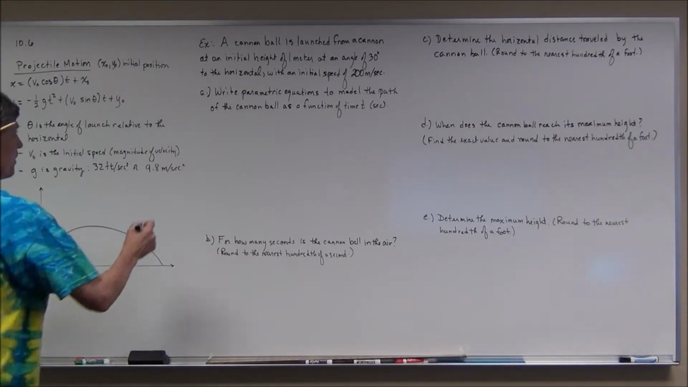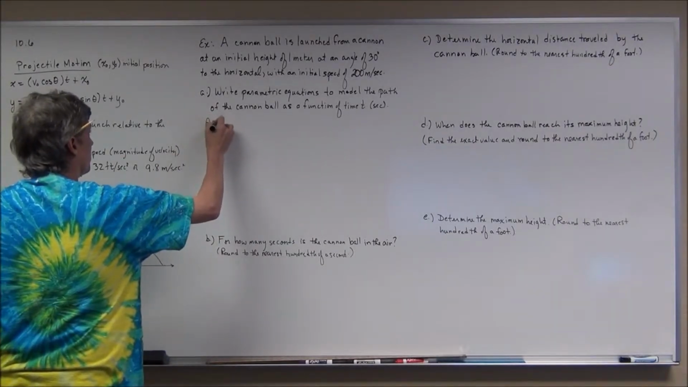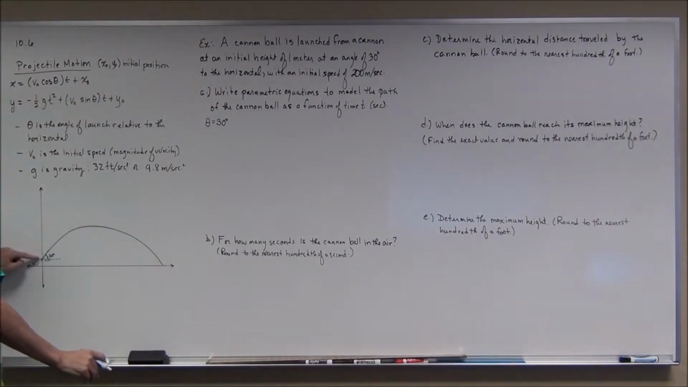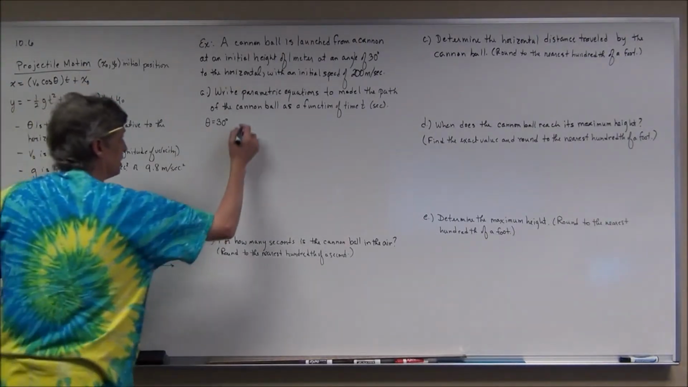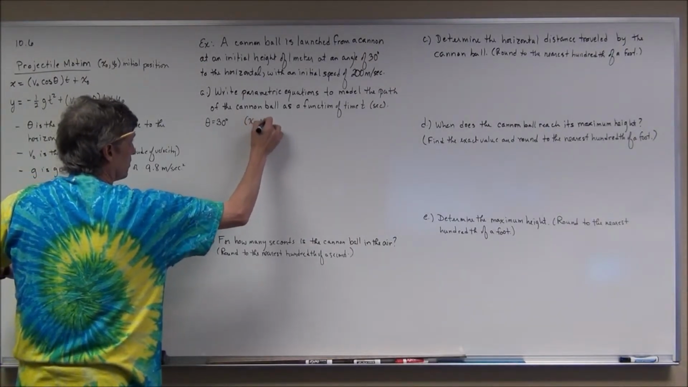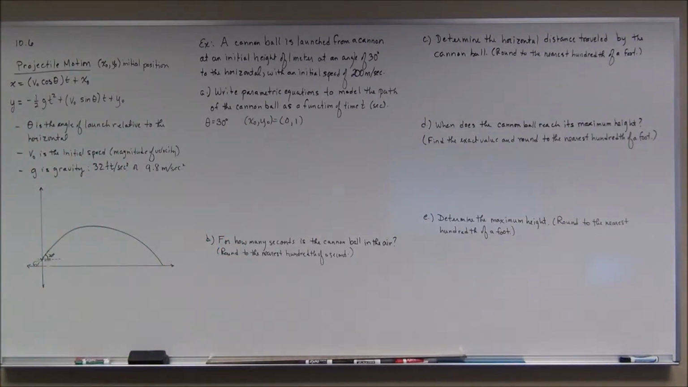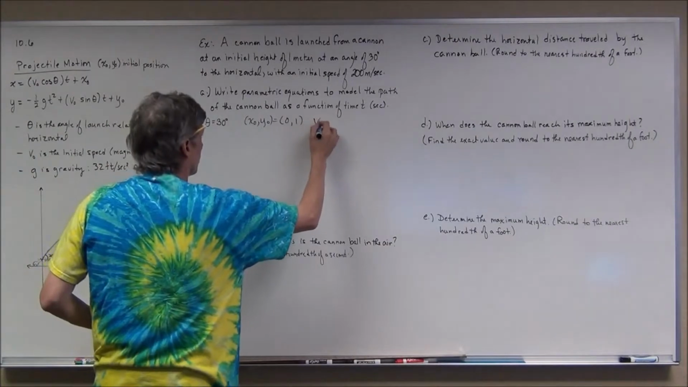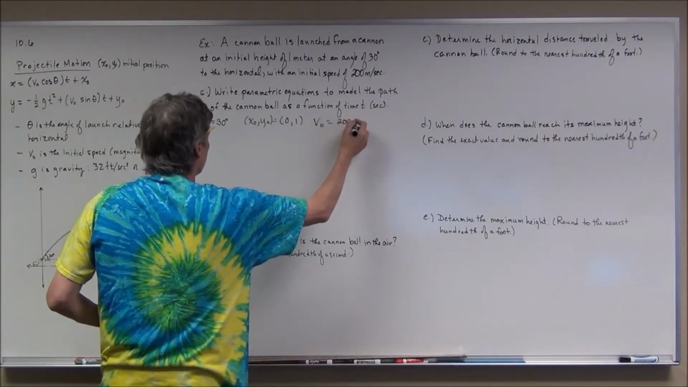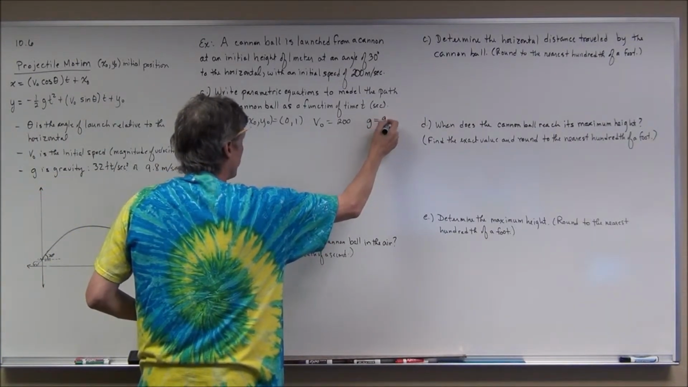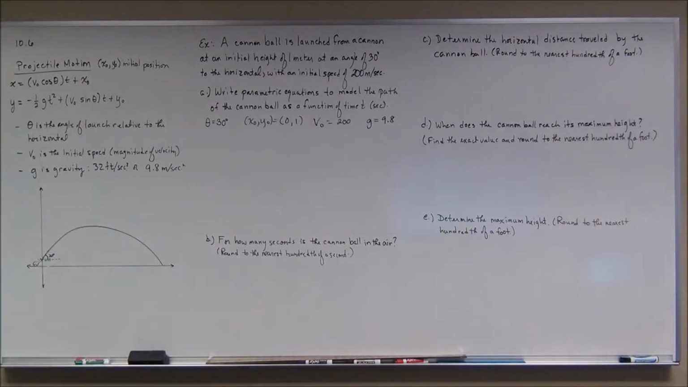So our 30-degree launch angle means theta is 30 degrees. We have an initial height, so x sub 0, y sub 0. We have an initial height of 1 meter here, so x sub 0, y sub 0 is, I just said 1, 0, I meant to say 0, 1. And what else do we have? We have the initial speed, that's v sub 0. That's 200, and notice it's in meters per second, so gravity is going to be 9.8 meters per second. And I think that is all the stuff we need.